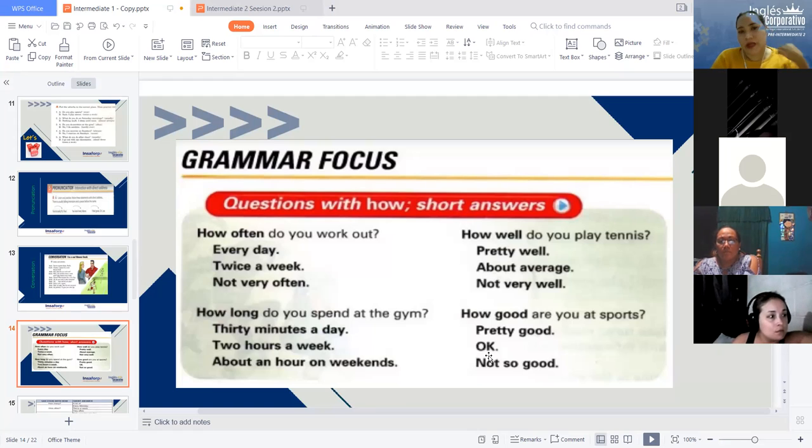Acá tenemos el grammar focus, que son las preguntas con how y respuestas cortas. El how often, como nosotros lo decíamos, es con qué tanta frecuencia algo se va a repetir, ¿verdad? Eso usted lo puede utilizar con cualquier actividad, no solamente ejercicio. Luego tenemos how long, es el tiempo que usted se toma para hacer algo. Allí usted tiene que decir una respuesta, como 30 minutos al día o 30 minutos nada más, dos horas, una hora. Y puede agregar más, como nosotros lo tenemos acá en el fin de semana, en la semana, al día, ¿verdad?